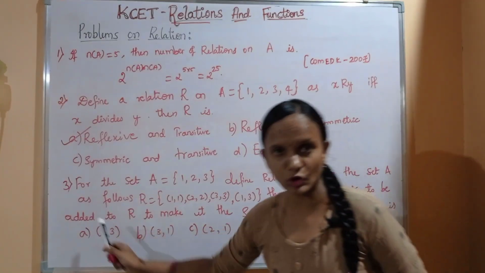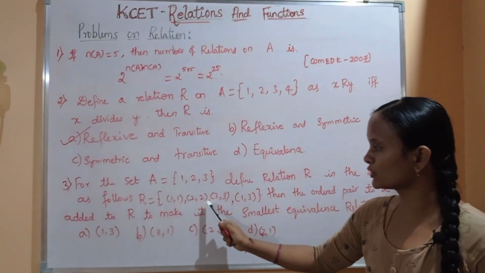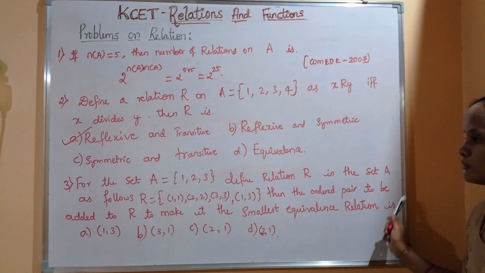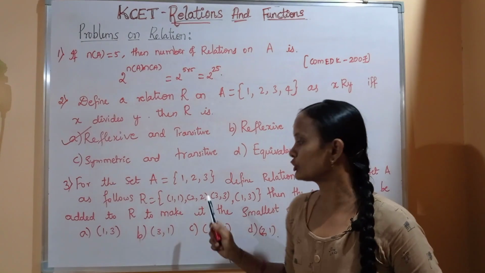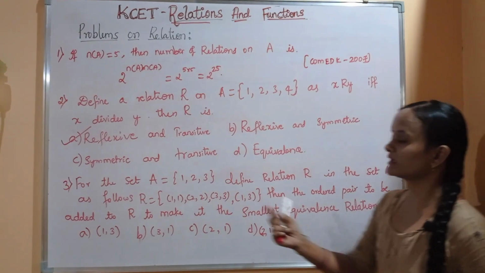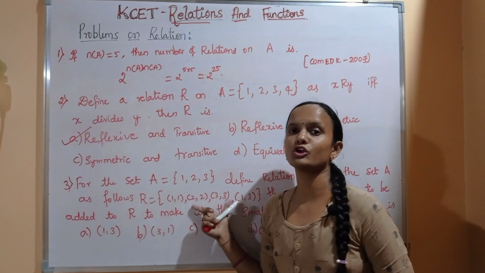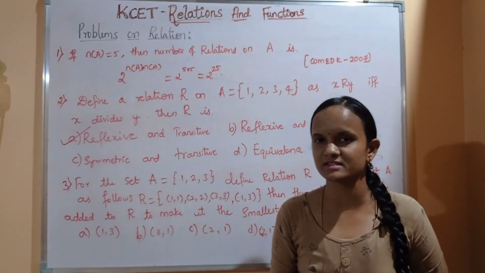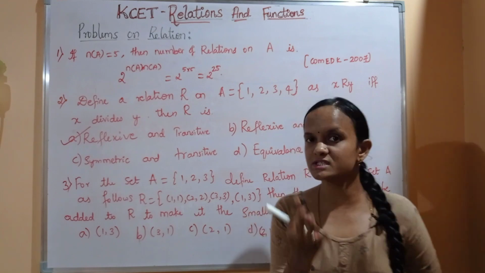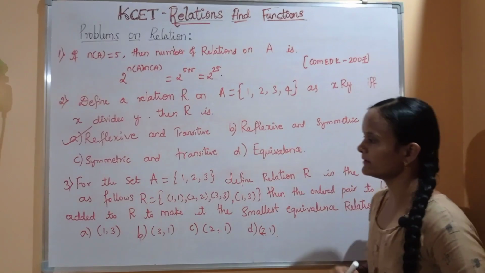For the set A = {1, 2, 3}, define a relation R in the set A as follows. R = {(1,1), (2,2), (3,3), (1,3)}. Then the ordered pair to be added to R to make it the smallest equivalence relation. The relation is already given. In order to make this an equivalence relation, you have to add the smallest ordered pair. Which is that? Just look here.